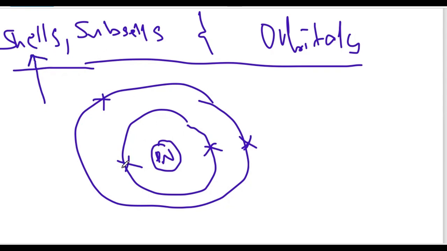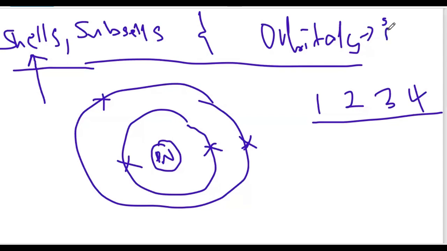Then from shells we go to subshells. We have 1, 2, 3, 4. We can even go up to 5 or 6 depending on the question, but most of the questions just end on 1, 2, 3, 4. And then these orbitals can be S, they can be P, they can be D, and they can be F. But at A level, you mostly focus on S, P, and D.